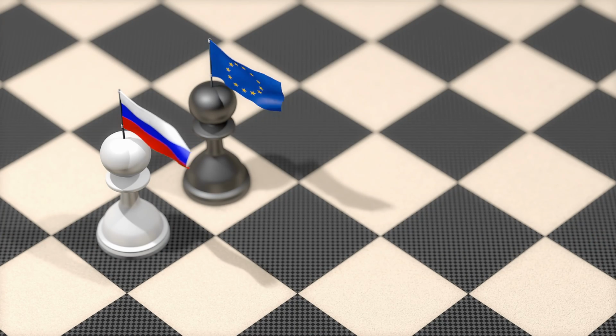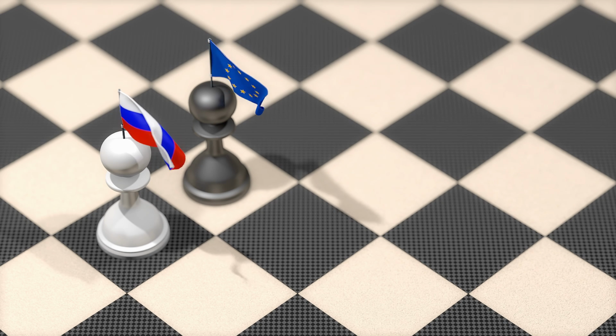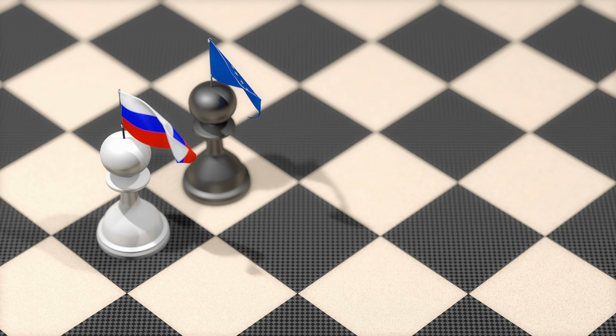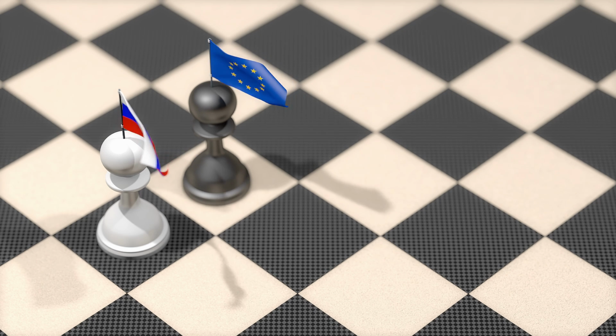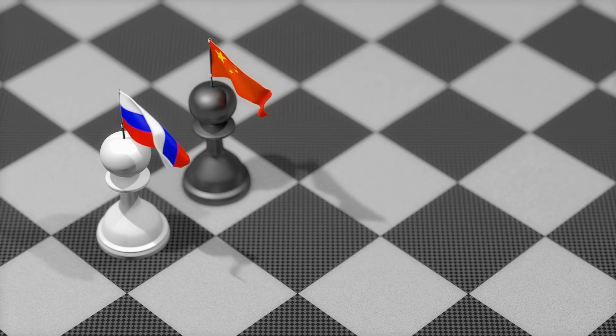Now, prior to Russia's invasion of Ukraine, Russia's largest trading partner was Europe. However, over the course of the last 18 months, that situation has changed, and Russia's largest trading partner is now China. And Russia is now importing a massive amount of goods from China.